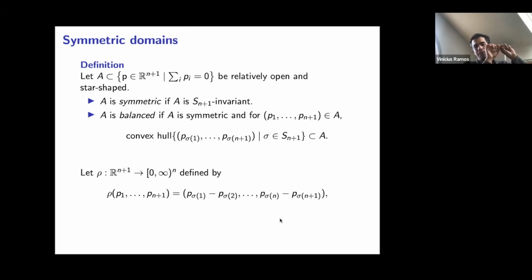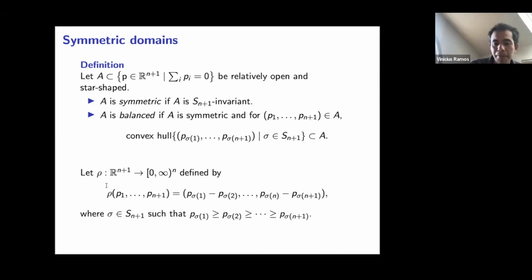If I take a point in R^{n+1}, what it does is you look at the ordering of the coordinates, and then you take the difference of the two consecutive ones. So I take my vector P, I put the coordinates in decreasing order, or non-increasing order, and then I take the difference of two consecutive ones. So that's going to be a map that goes from R^{n+1} to R^n, but all the coordinates are non-negative. So it actually takes values in the first orthant of R^n. Okay, so that's my map rho.